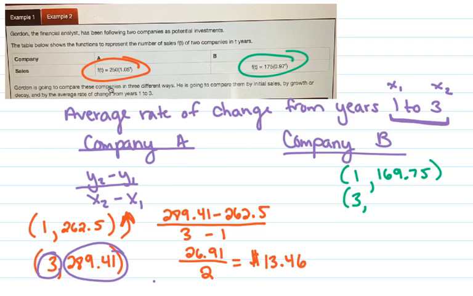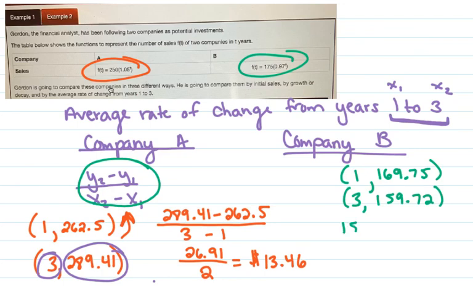And I'm going to do the same thing with 3, so 0.97 to the third power, and then multiply that by 175, and I get 159.72 roughly. And now I'm going to plug into this same average rate of change formula.